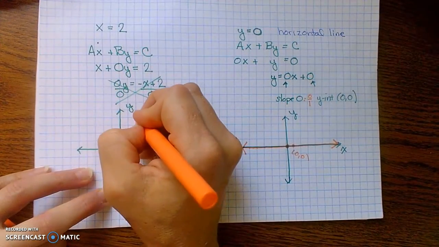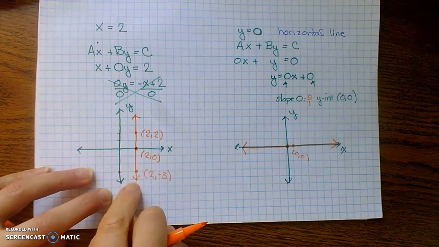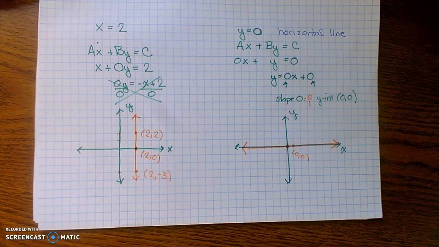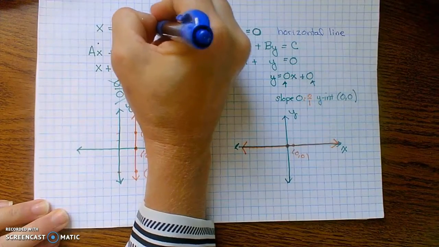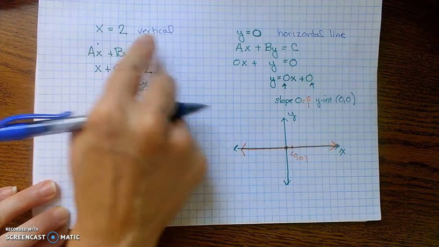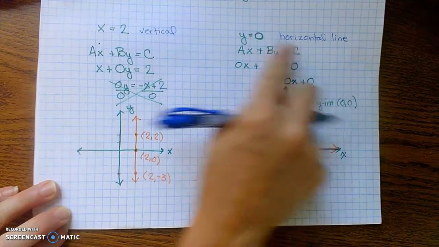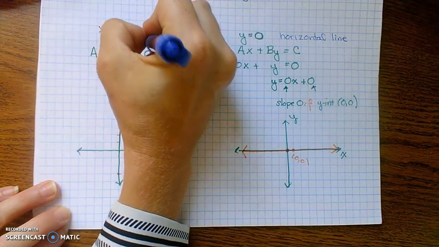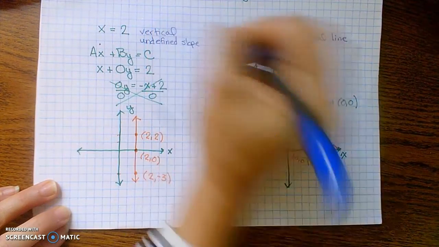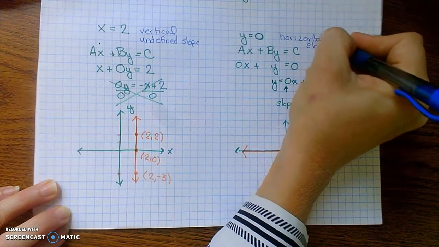So now you can connect these points by a line, and now this line represents all points in the plane where x is equal to 2. So now here we have a vertical line. Some things to notice: vertical lines have equation x equals number. Horizontal lines have equations y equals number. Vertical lines have undefined slope. Horizontal lines have slope equal to 0.